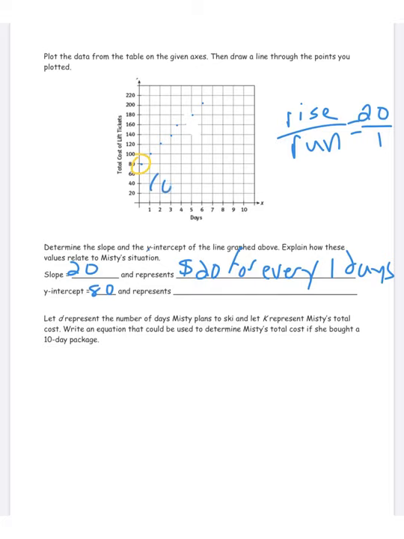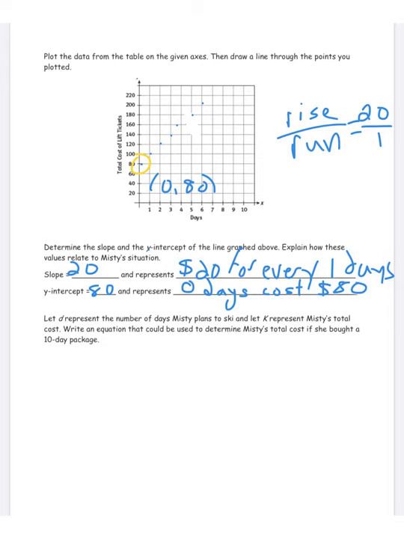Technically that point is 0 on the x and 80 on the y, right? So the 0 is the x, so that means 0 days. And then the y is the 80. The 80 is the money, so 0 days cost $80.